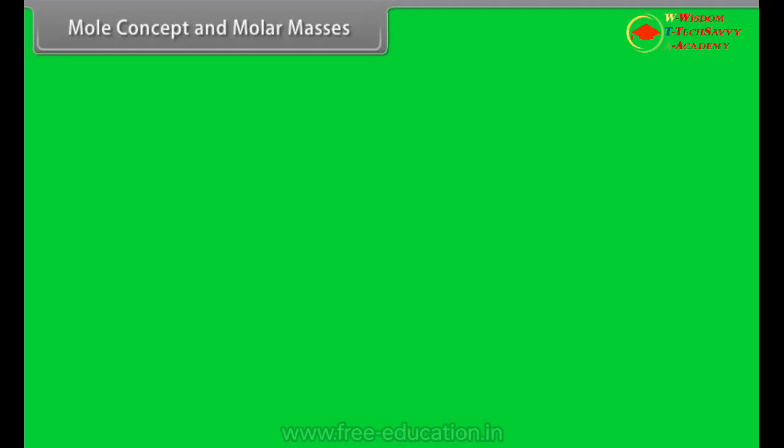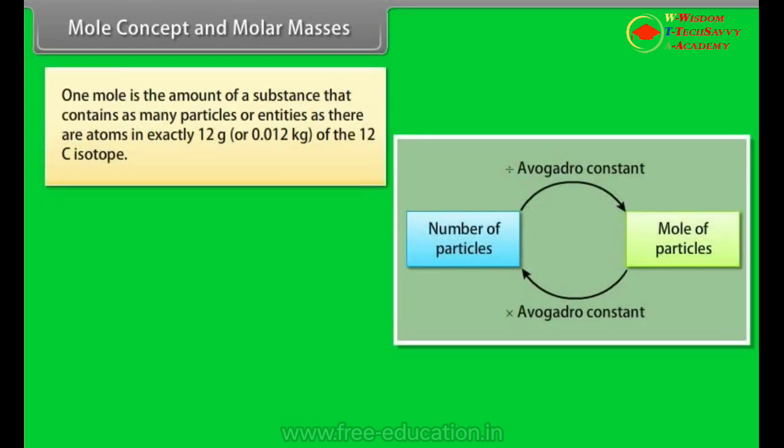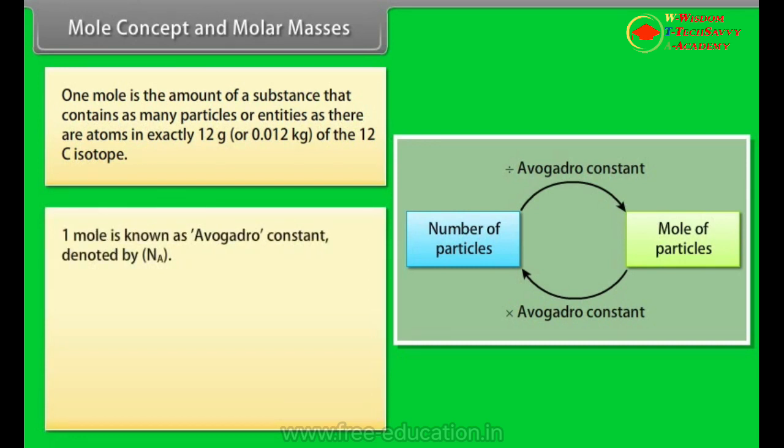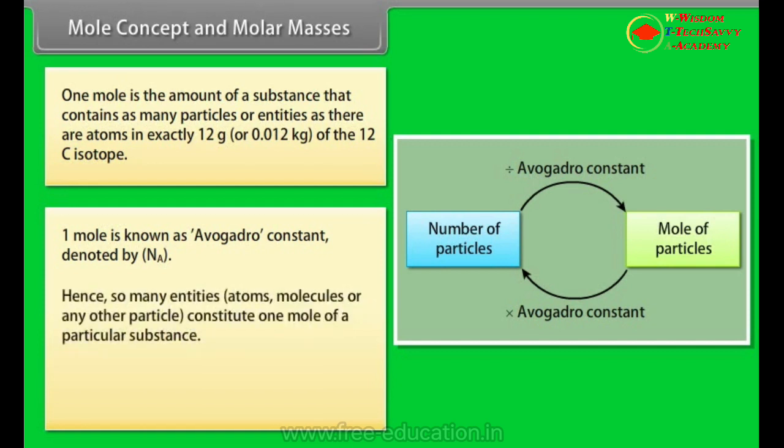Mole concept and molar masses. 1 mole is the amount of a substance that contains as many particles or entities as there are atoms in exactly 12 gram or 0.012 kg of the 12 carbon isotope. 1 mole is known as Avogadro constant, denoted by Na. Hence, so many entities, atoms, molecules or any other particle constitute 1 mole of a particular substance.